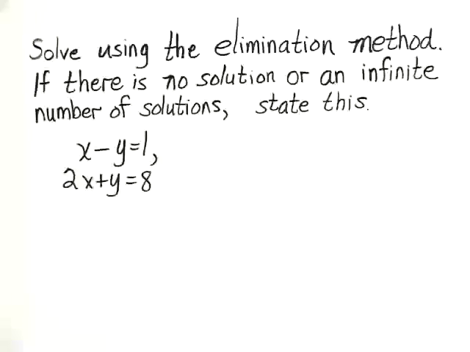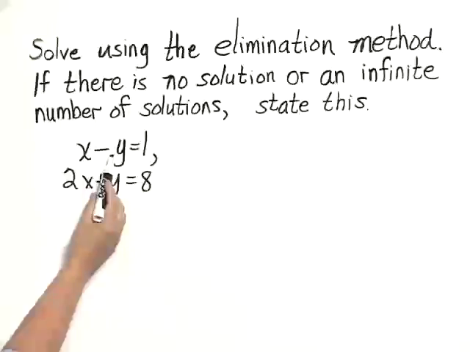When we use the elimination method, we add the equations in order to eliminate a variable. In order to do this, we need to have the same variable in both equations, and the coefficients need to be opposites. For the x, the coefficient in the first equation is 1, and the second the coefficient is 2, and 1 and 2 are not opposites.